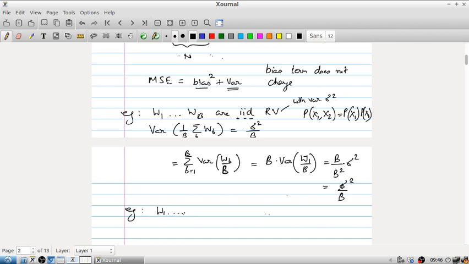Let's say w1 to wB are identically distributed, not independent. And the correlation between wi, wj is, let's say, rho.